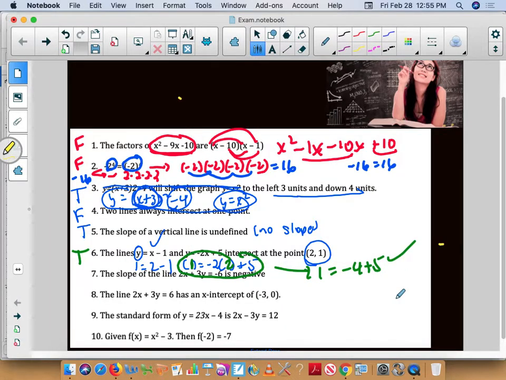Okay. The line has an x-intercept of negative 3, 0. Girls, I'm just going to fill it in, okay? Does that have an x-intercept at negative 3, 0? An x-intercept means that you have a line that intersects the x-axis somewhere. Y'all know an x-intercept? Watch, the x-intercept is in red.